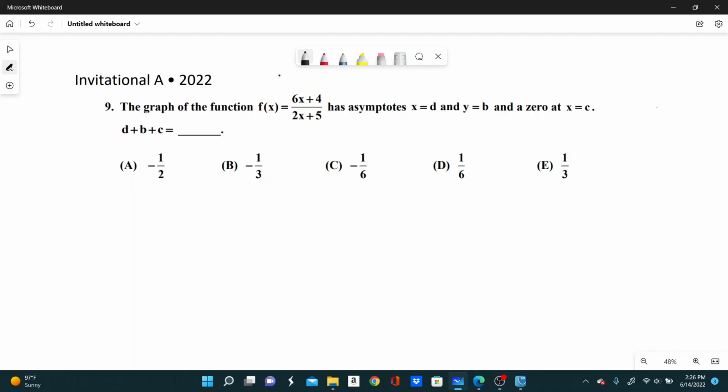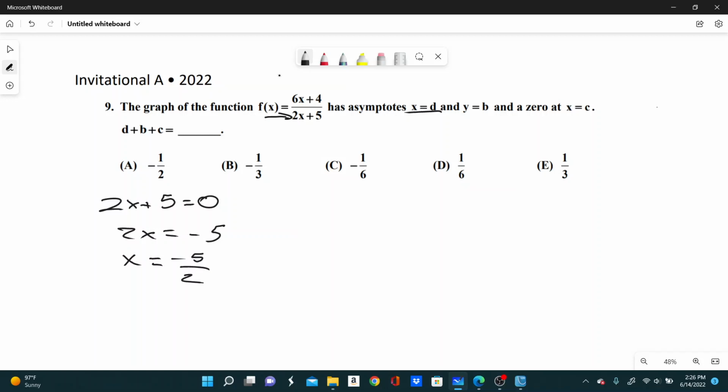Okay, so first things first, we have to find the vertical asymptote at x equals d. The way to do that is just set the denominator equal to 0, because that will be when the function is undefined. So if 2x plus 5 equals 0, then 2x equals negative 5, and x equals negative 5 halves.